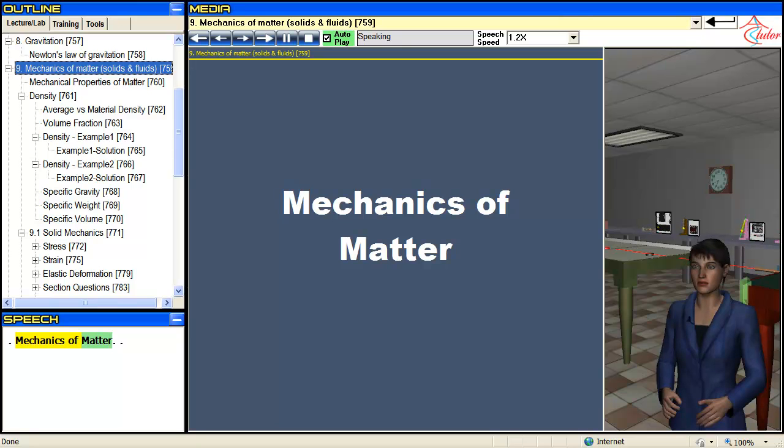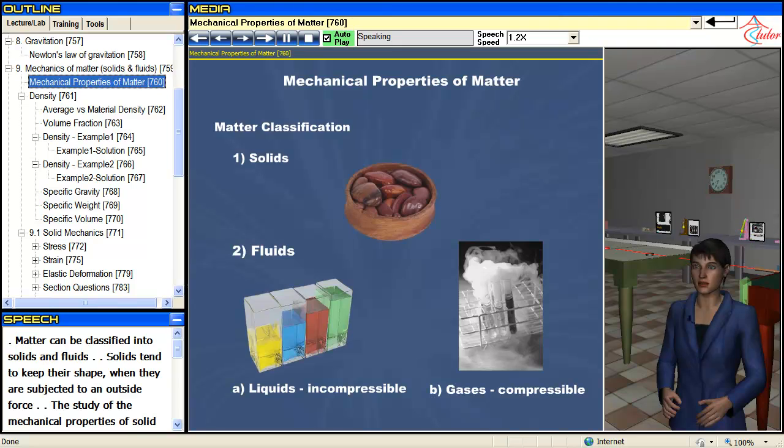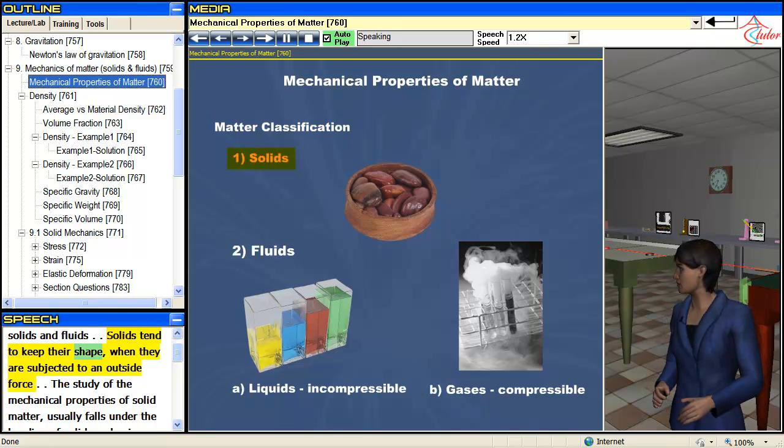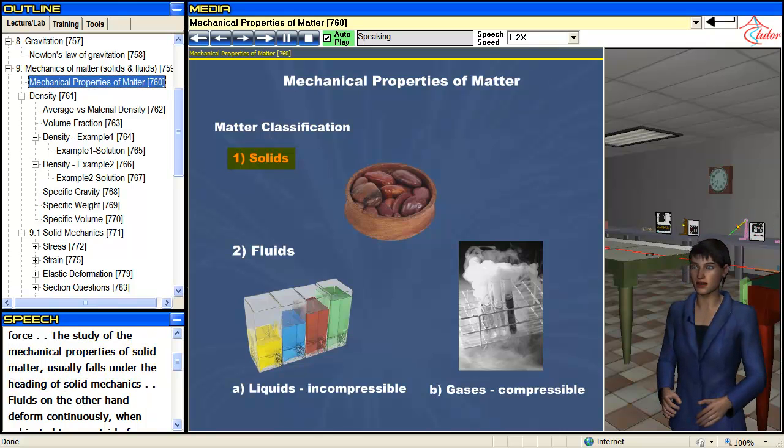Mechanics of matter. Matter can be classified into solids and fluids. Solids tend to keep their shape when they are subjected to an outside force. The study of the mechanical properties of solid matter usually falls under the heading of solid mechanics.